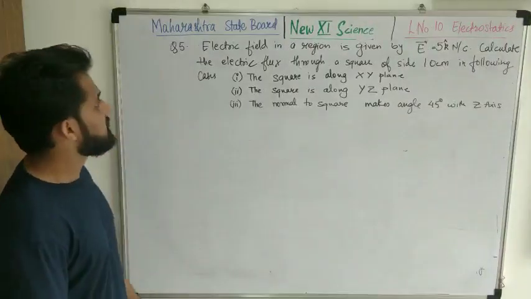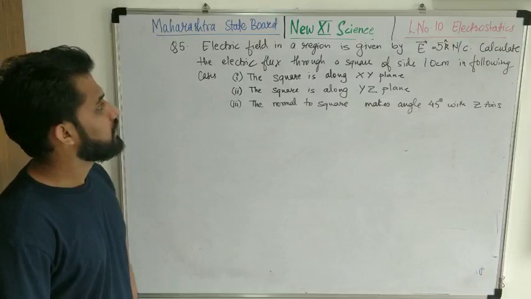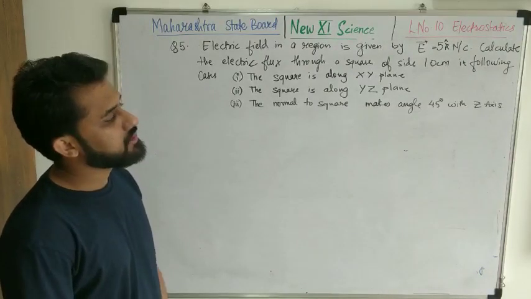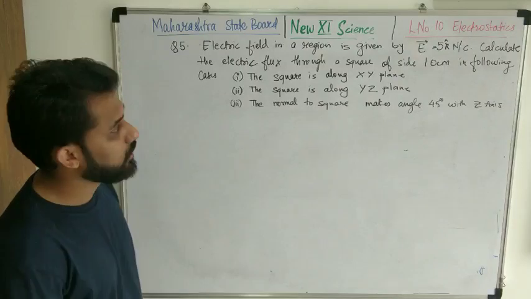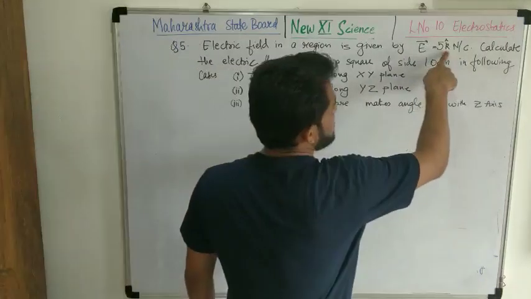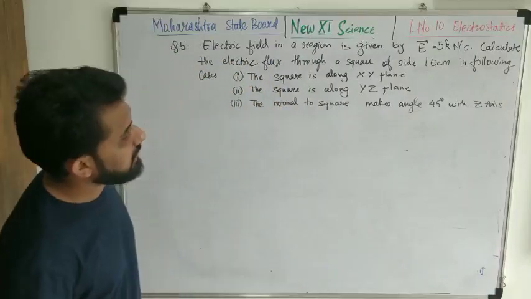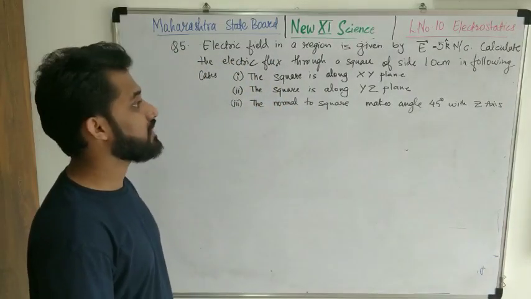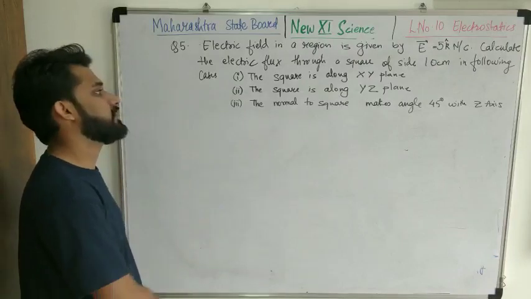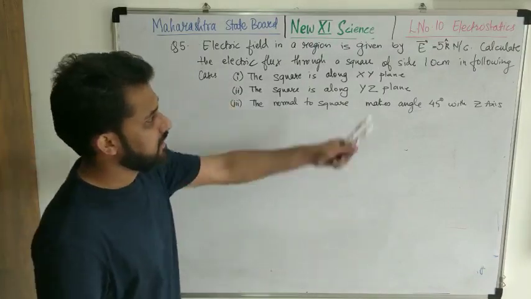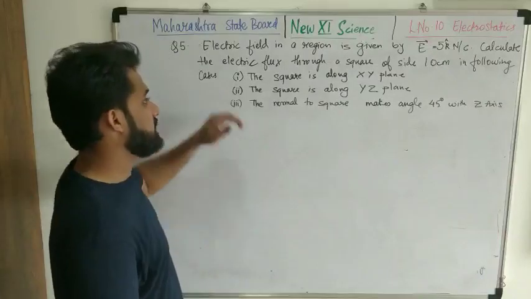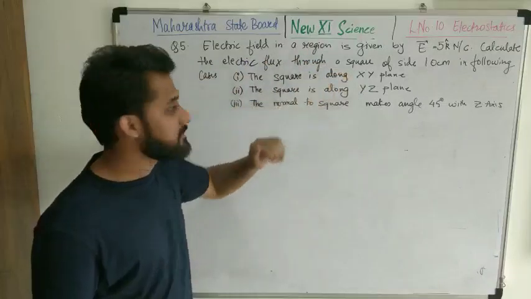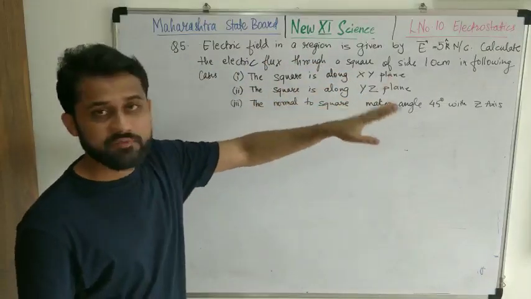So the next question is the fifth one. The electric field in a region is given by E equals 5k Newton per Coulomb. Now this k cap means the electric field is directed in the Z direction. Calculate the electric flux through a square of side 10 cm in the following cases. Three cases are given. The electric field is along the Z axis and the square is first placed in the XY plane, then it is placed in the YZ plane, and third it is making 45 degrees with the Z axis.